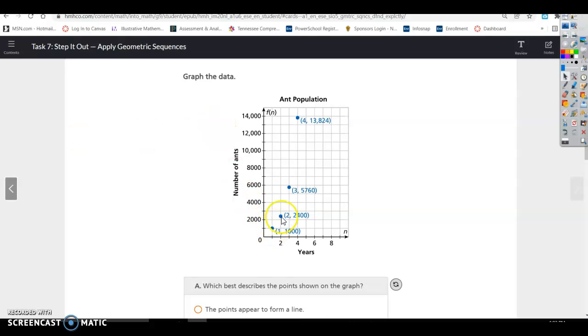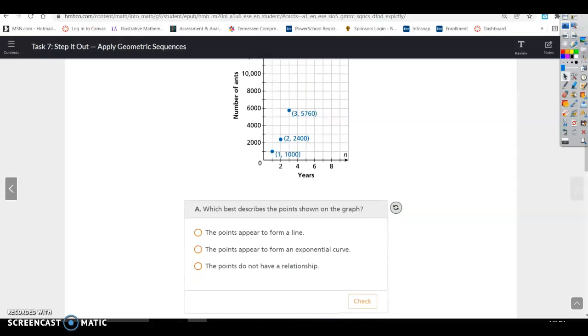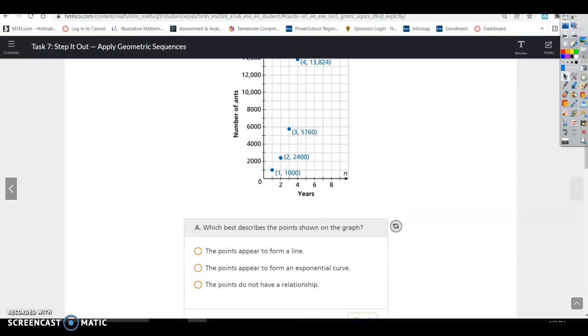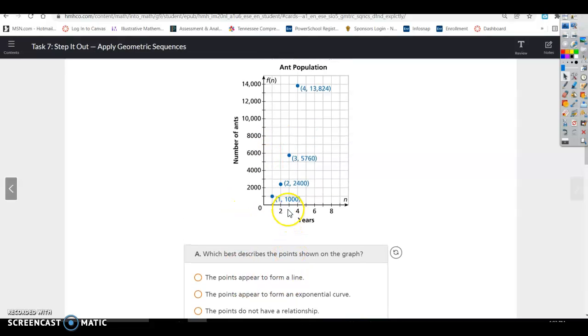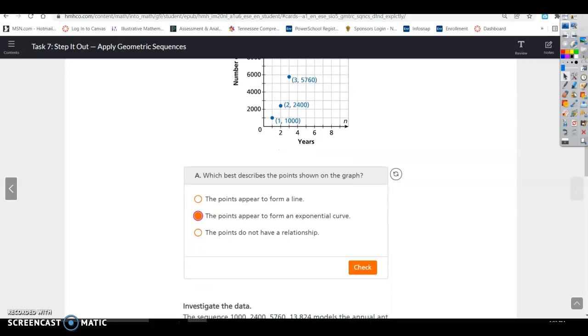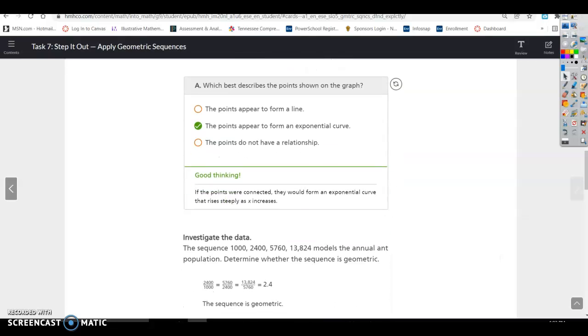All right, so to graph these points, you can see the 4 years are given, and you can see that it continues to grow more quickly each year. All right, so it says which best describes the points shown on the graph. The points appear to be a line. They do not appear to be a line. If they were a line, they would be more this direction here. They appear to be exponential. Okay, it does look exponential because it grows at a faster rate.